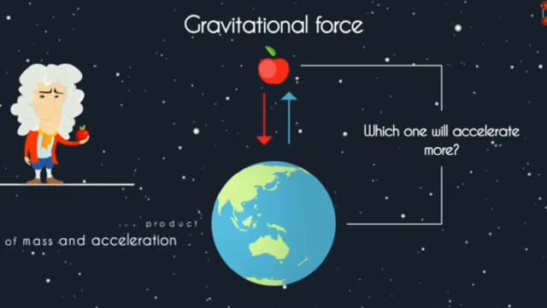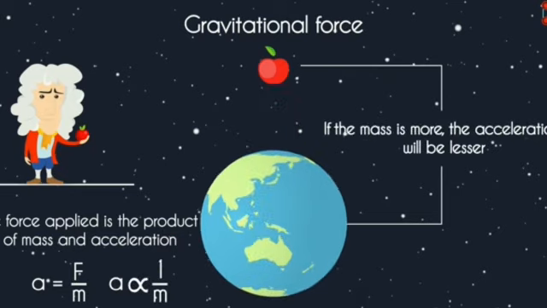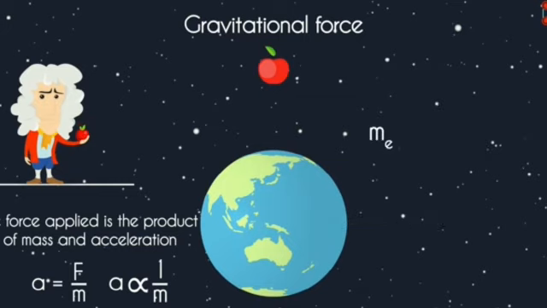Based on Newton's second law, we have studied force as a product of mass and acceleration. So, acceleration is equal to force by mass. That is, acceleration is inversely proportional to mass. So, if mass is more, acceleration will be less. As the mass of the earth is much more than the mass of the apple, it is the apple that accelerates towards the earth and not the earth.